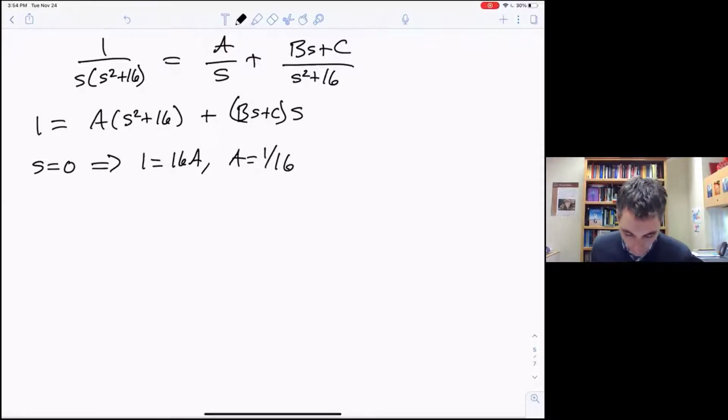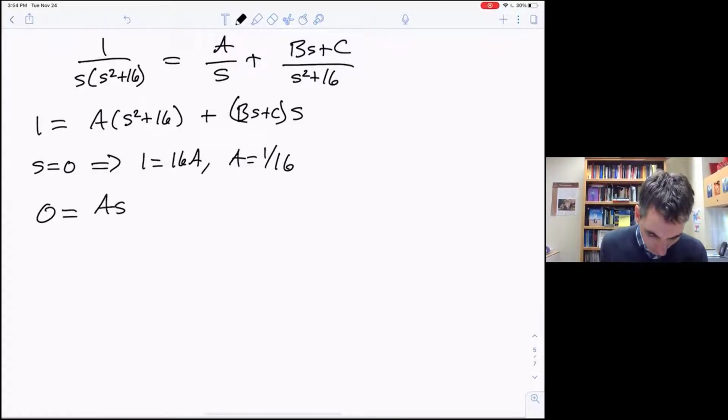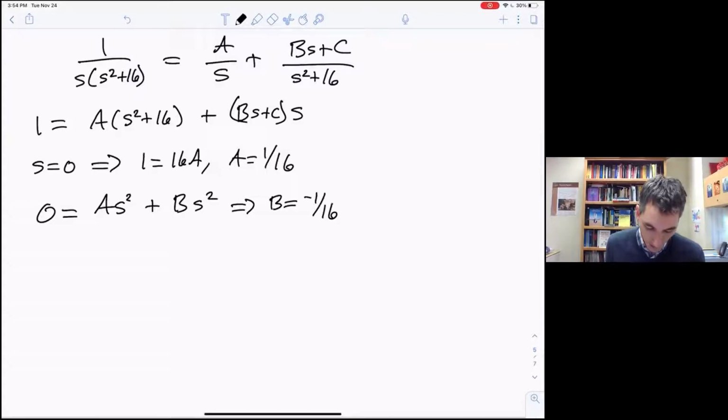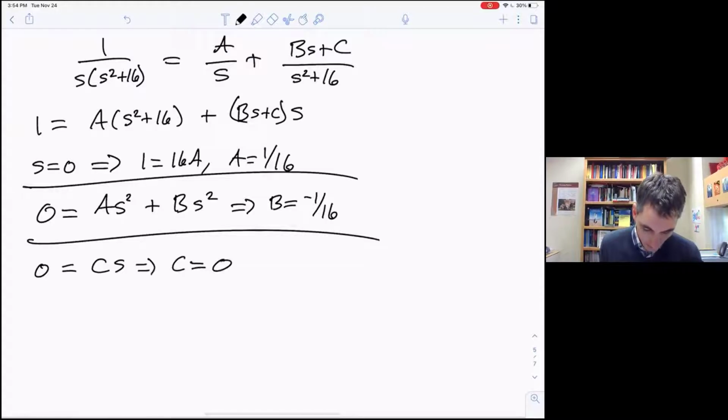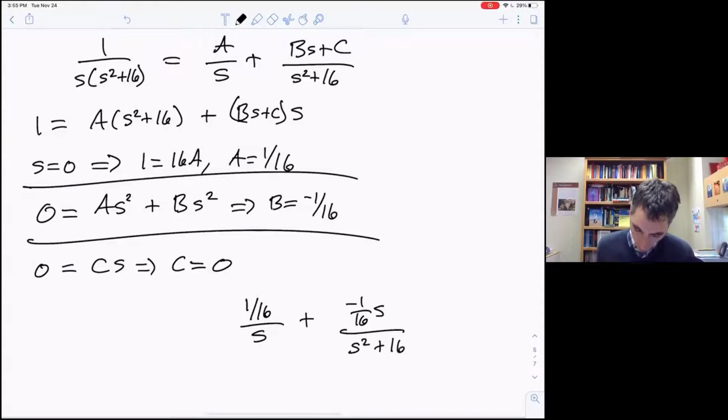And then we could look at the s squared terms. So there's 0 s squared terms, but that's as squared plus bs squared. If we just look at the s squared terms, but we already know that a is 1/16, so that implies that b must be negative 1/16 because there's no s squareds on the other side. Now we got b. And how are we going to do c? Well, there's, I believe, 0 s terms and then cs on the other side. So c must be 0 in that case. Otherwise, you can't get the s's to cancel out. All right, so in this case, this is going to reduce down to 1/16 over s plus negative 1/16 times s over s squared plus 16.